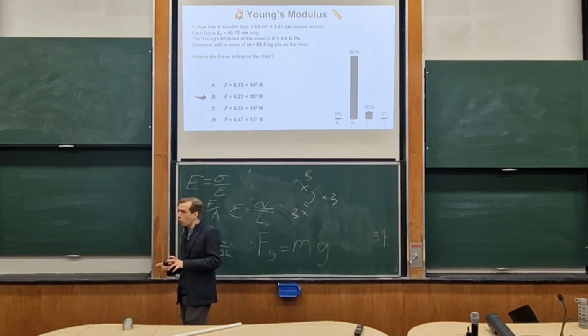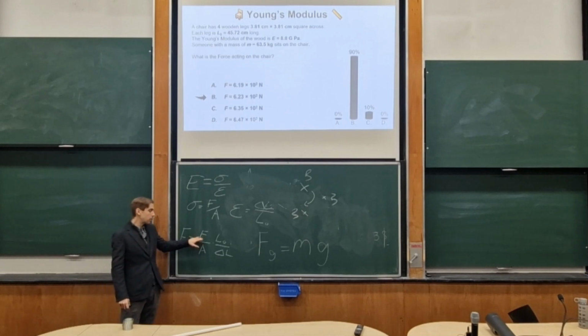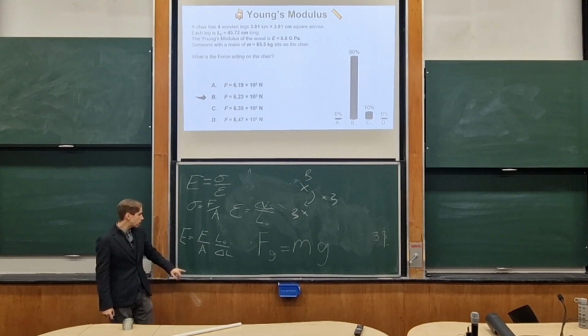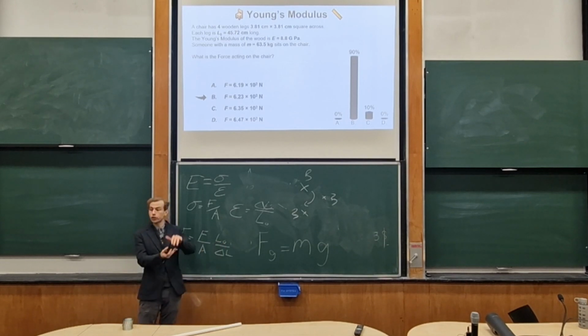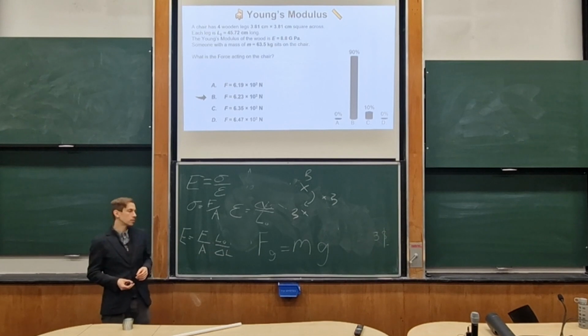So we know the force acting on the chair due to the person. That's a big piece of the puzzle that we need to figure out. Now we know the length of the chair, how long the chair legs are. You can just measure that with a ruler. That's pretty straightforward.